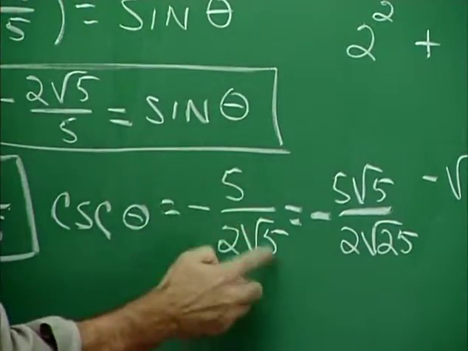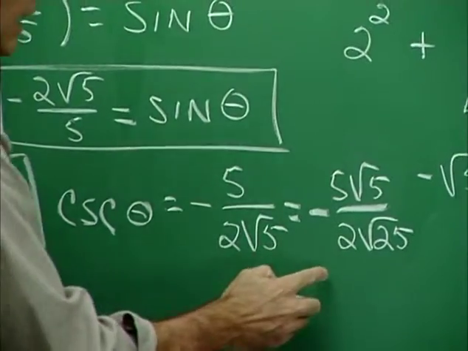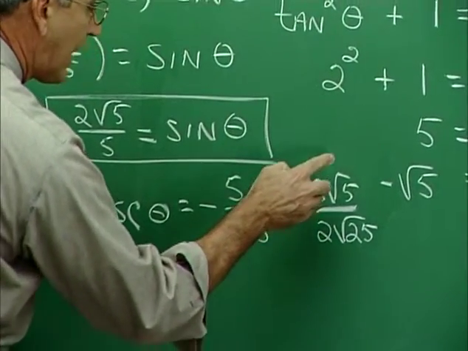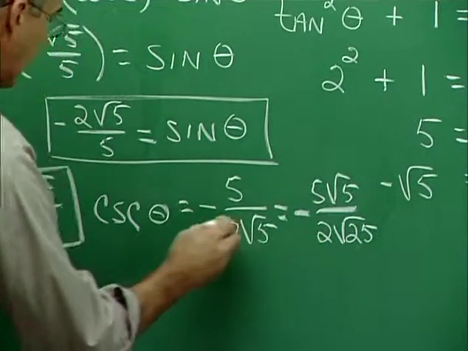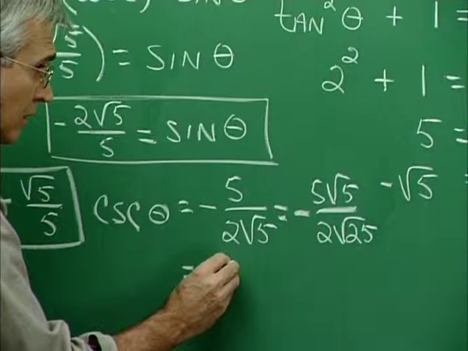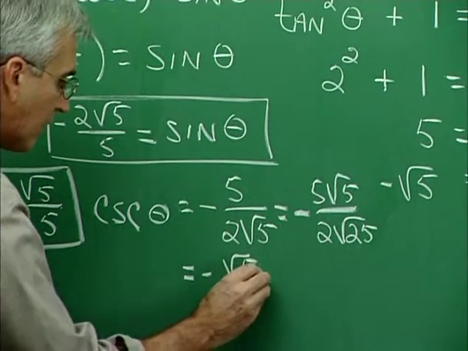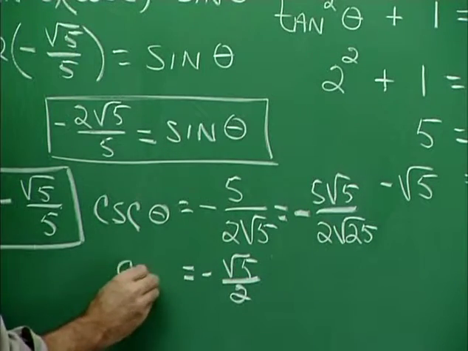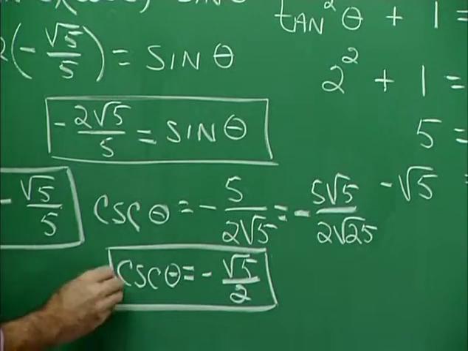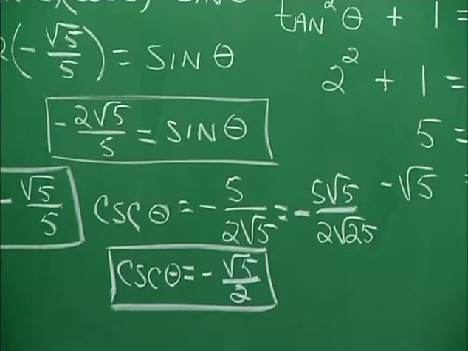You see, I'm multiplying this by root 5 over root 5. Now this becomes 5, and this 5 cancels with that 5, so we have the square root of 5 over 2, and it, of course, is negative. So it's the negative square root of 5 over 2 for cosecant theta. And now I have all of the ratios using identities.